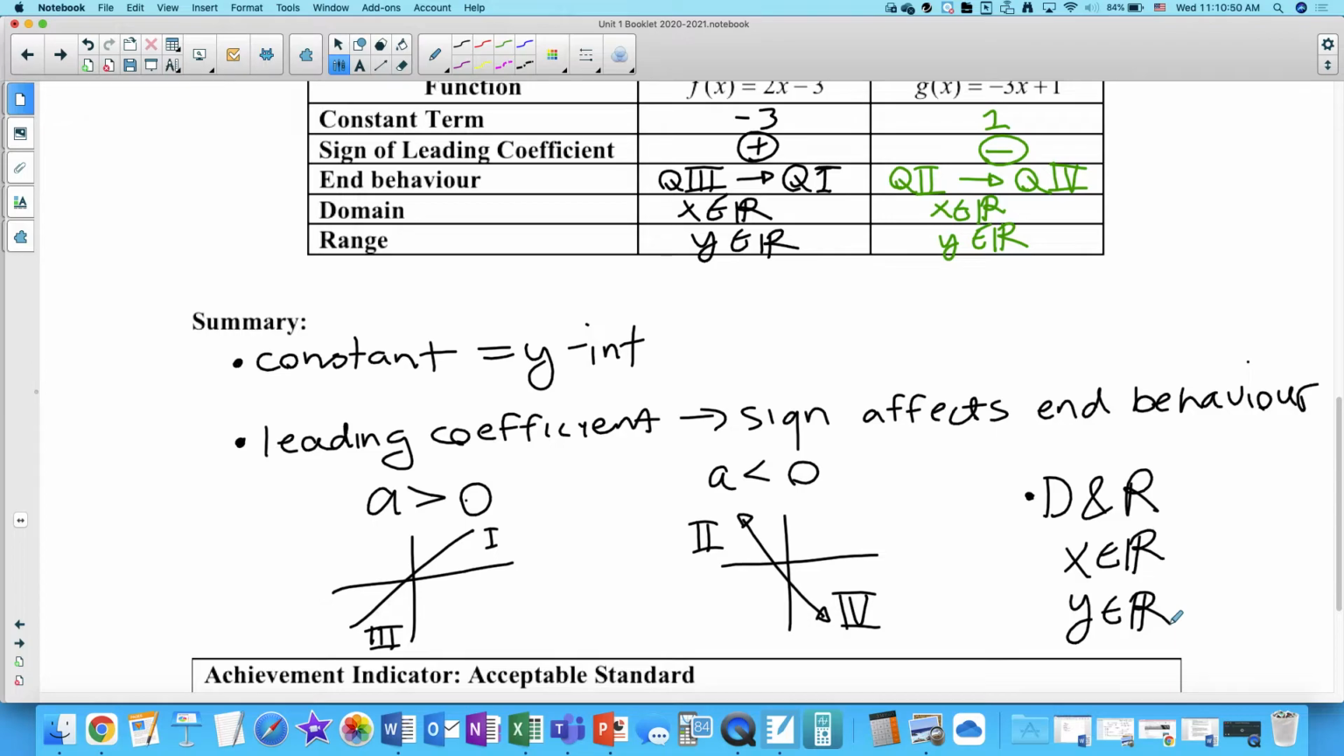So in contexts, we will restrict the domain and range accordingly so that the values that we input into the function make sense in that context. Okay? But if a function is not attached to a context, then yes, for a linear function, domain and range are that x and y can be anything. Okay? All right. Let's keep going.